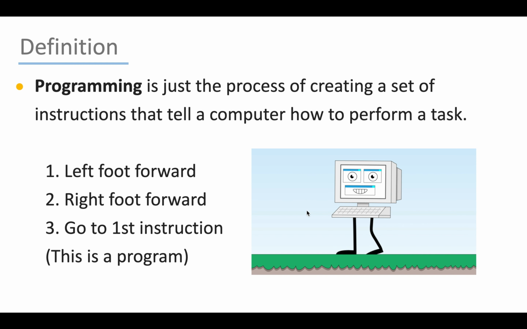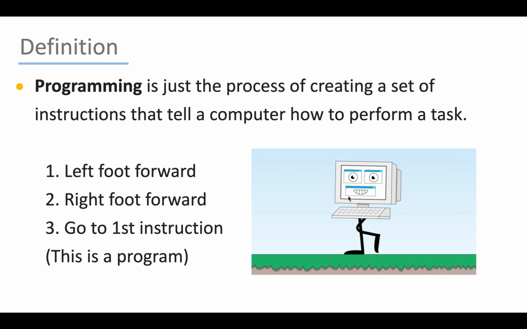Like here, I have one more example for you. You can see a computer standing on the screen. I have a task for this computer. I want this computer to walk, and for that I have given it three instructions. And how did I do it? I copied the human walking style, where we take our first foot forward, then another one, and keep doing that to continue walking. So here we have first, left foot forward, then right foot forward, and then go to first instruction. Now if the computer follows these instructions, let's see what will happen.